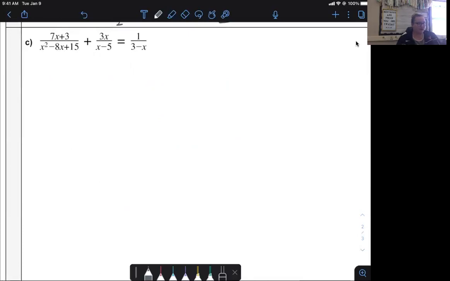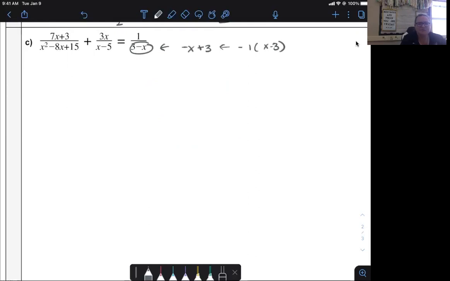Why don't you go ahead and try this problem on your own from beginning to end. I'm going to give you a little hint though. If I were you, I would rewrite this denominator right here as -x plus 3, and then I would factor out a -1. And use that when you find your LCD.